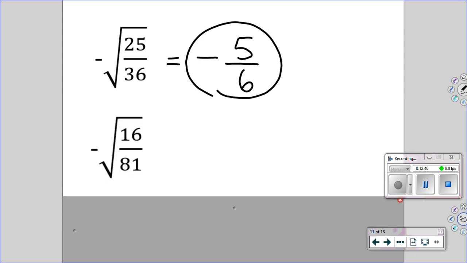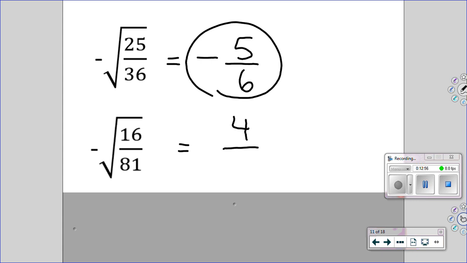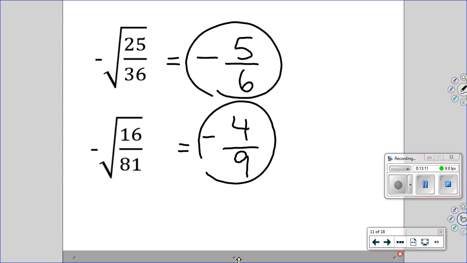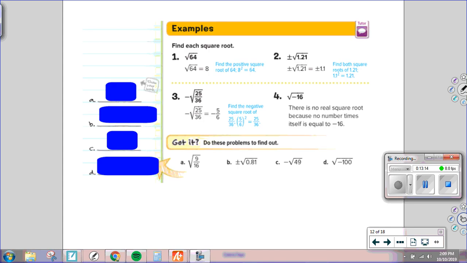Next, I want to do the opposite of 16 over 81. It's not 8, so we're thinking square root of 16: 4 over 9. Negative, and it's negative 4 over 9. Good job. Make sure you have the negative sign because that was outside the radical sign. I think there's one more. No, there's not. All right, let's try this on our own.